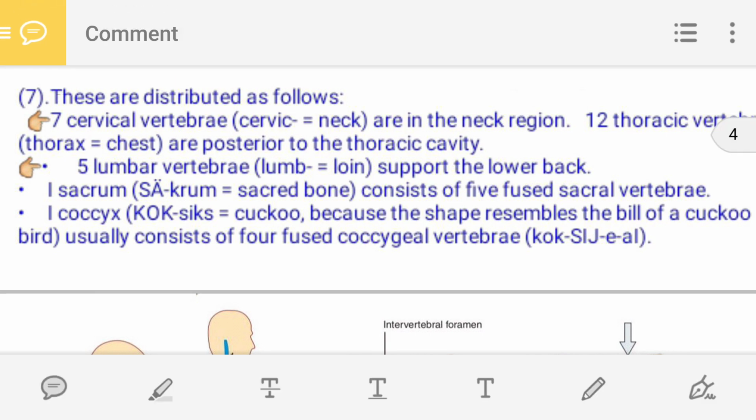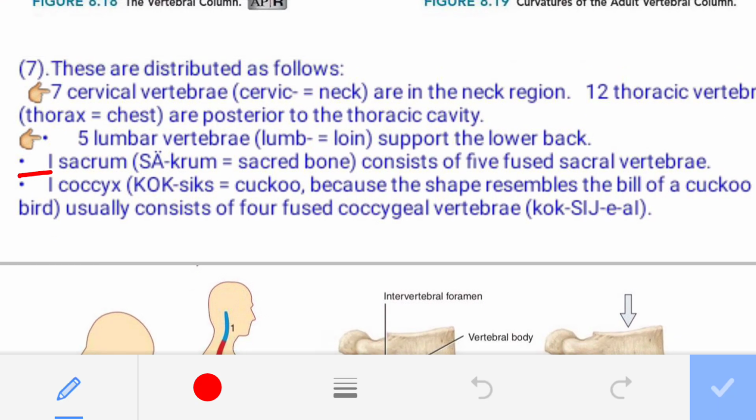Now there is one sacrum vertebra, and sacrum means sacred bone. Okay, and what is sacrum? One sacrum is made up of 5 fused sacral vertebra. What is happening? 5 vertebra are fused together and they are making one sacrum vertebra.